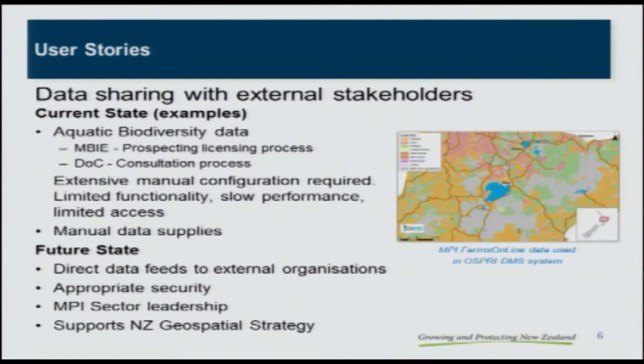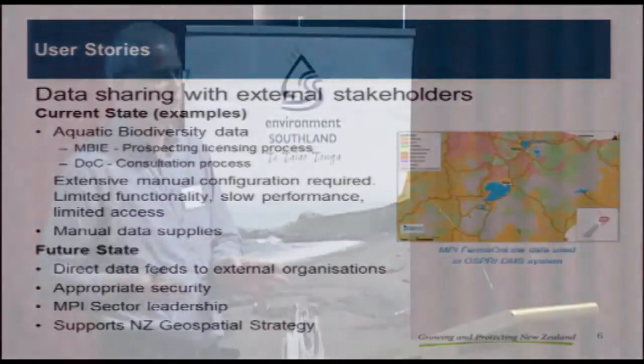For instance, MPI does prospecting licensing, and so they include that biodiversity data to inform them about whether it's a suitable place and what can happen with it. We work with DOC on consultation processes, so sharing data and making our data available externally is quite an important thing as well. Probably nothing new for you guys here, but that's what we try to do.